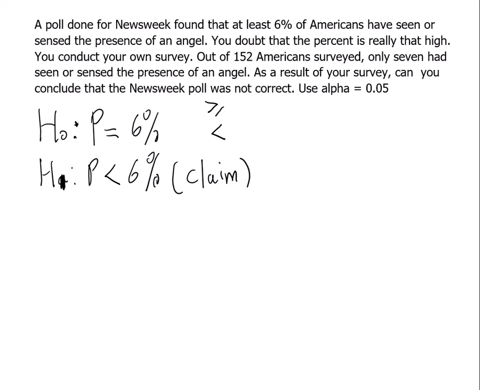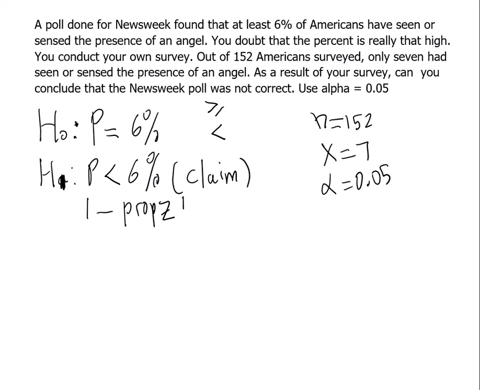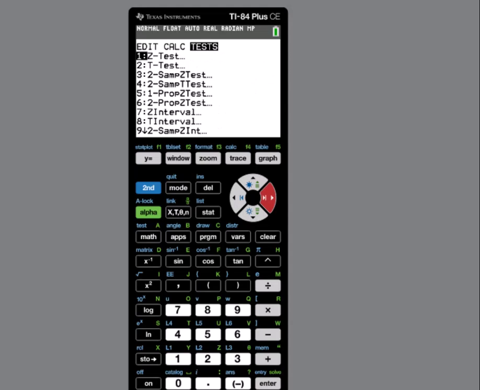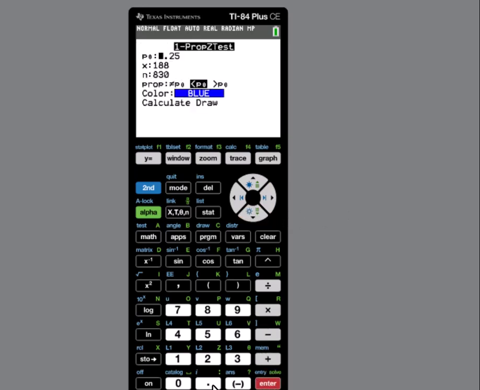Now he gives us n, which is 152. He gives us x, which is 7. And he gives us alpha, which is 0.05. We're going to do a one-prop z-test on the calculator. So let me get the calculator ready. You go to stat, tests, and then you go to 1-PropZTest because it's a proportion test, number 5. You press enter. You enter the value in the null hypothesis, which is 6%.